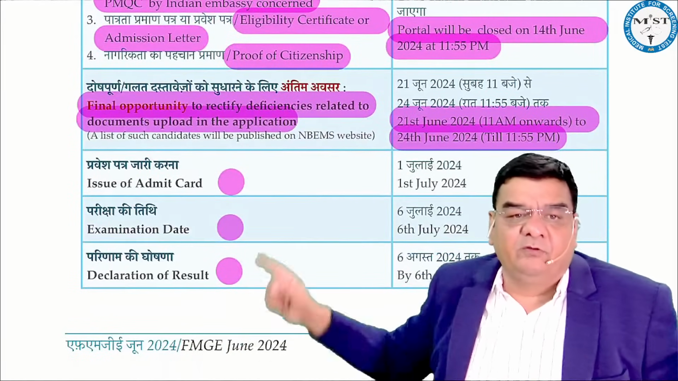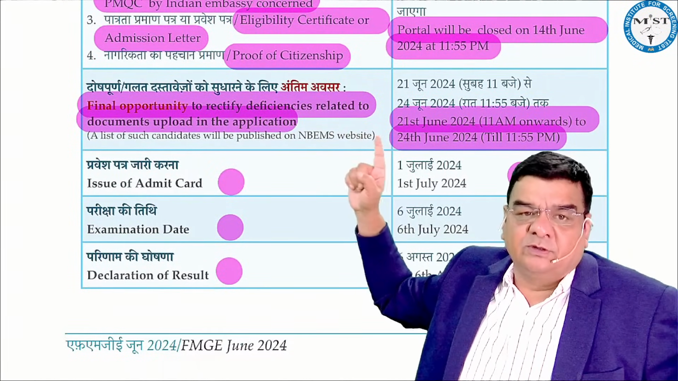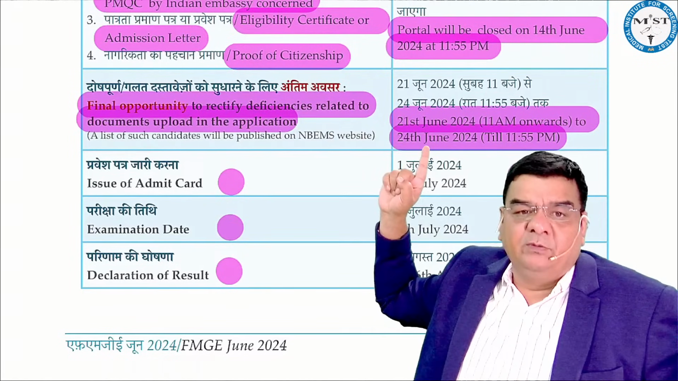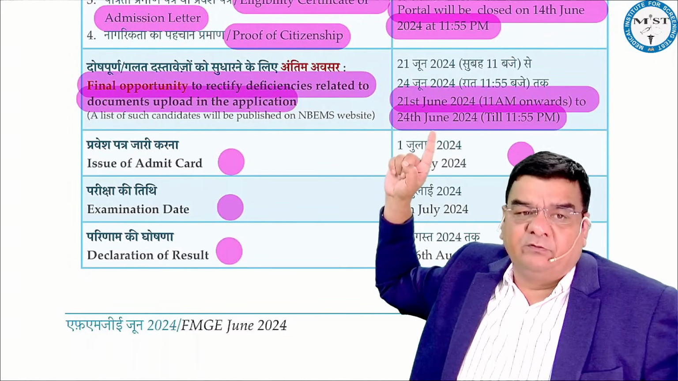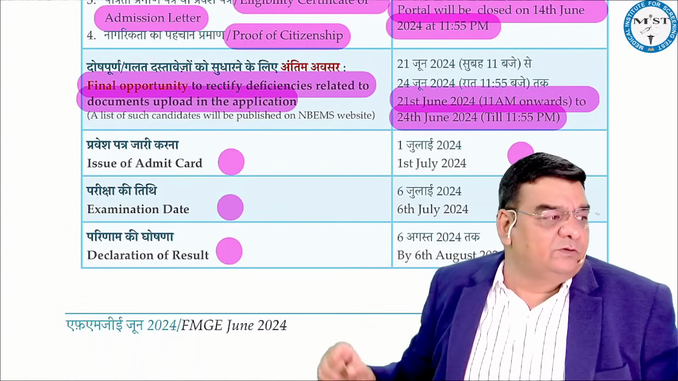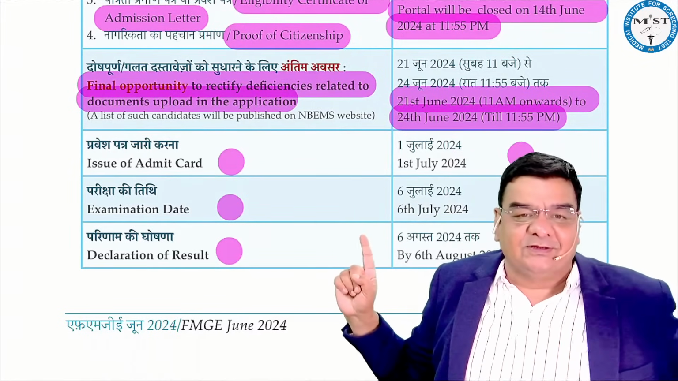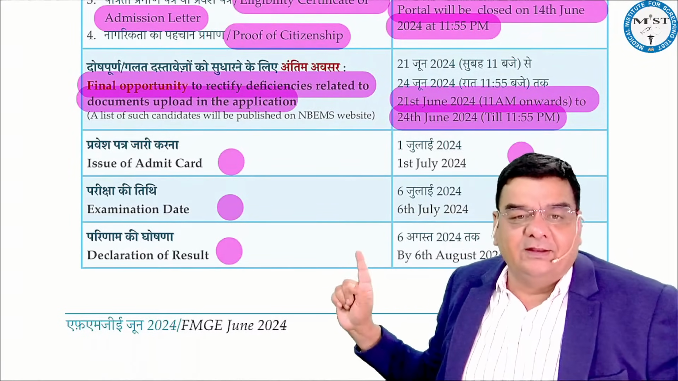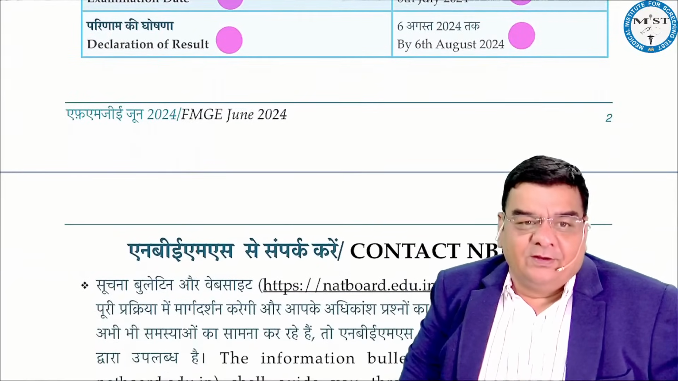And then the final opportunity to rectify any deficiencies related to these documents will be from 21st June 11 a.m. onwards to 24th June 11:55 p.m. Right? The admit card shall be issued on 1st of July 2024. The examination, as we know, your D-Day is on 6th of July 2024, and the results shall be declared by 6th of August 2024. Right, beta.